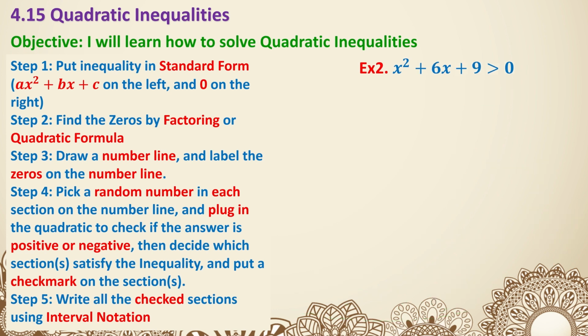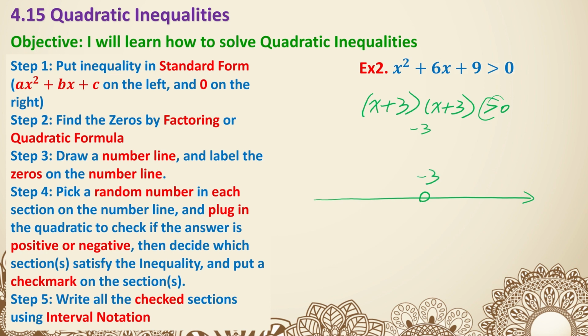Moving on, example 2. Same process, but this one you can still factor. It's going to be x plus 3 times x plus 3, and it's greater than 0. Let's put a number line. There's only one answer because both of them are the same. The answer is going to be a -3. No equal sign, so it's going to be an open circle. And next, well, there's only 1 point. That means we're only going to separate this number line into 2 sections. Well, then you just check the 2 sections. So however many sections you have, you just check that many.